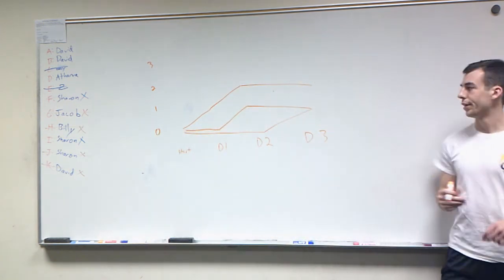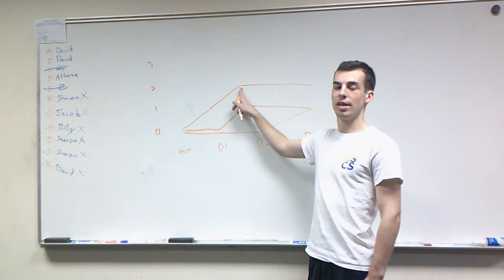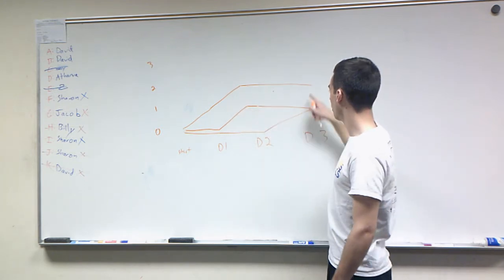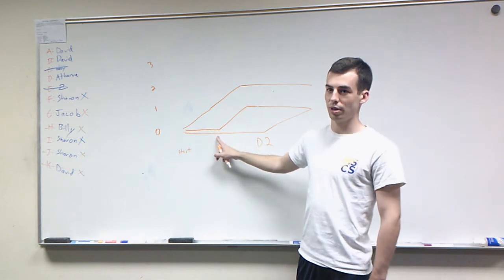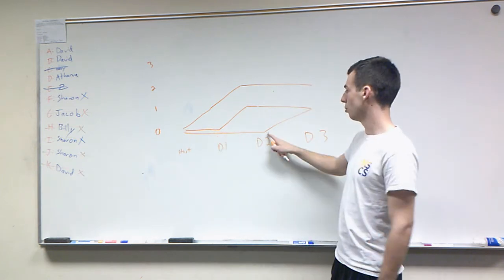So you want to know, this person is in first place because they have the most points. They're in first place here too, they have the most points. This person here is in second place, they're tied for second. Here they're also in second place, here they're in third place.